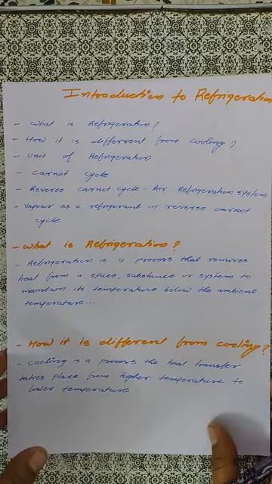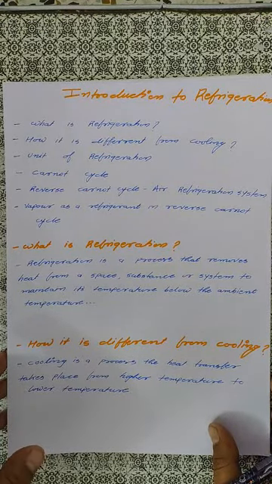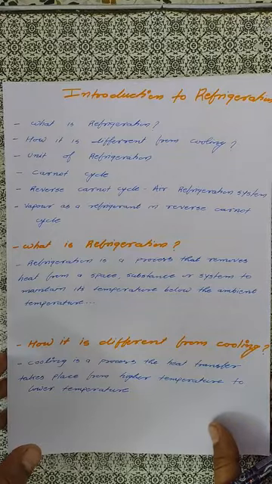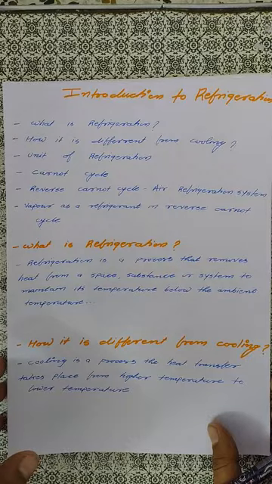Today we will discuss the introduction to refrigeration. In this lecture we will discuss what refrigeration is, how it is different from cooling, the unit of refrigeration, the Carnot cycle, the reverse Carnot cycle, which is nothing but the air refrigeration system, and vapor as a refrigerant in the reverse Carnot cycle. Okay. Now first, what is refrigeration?